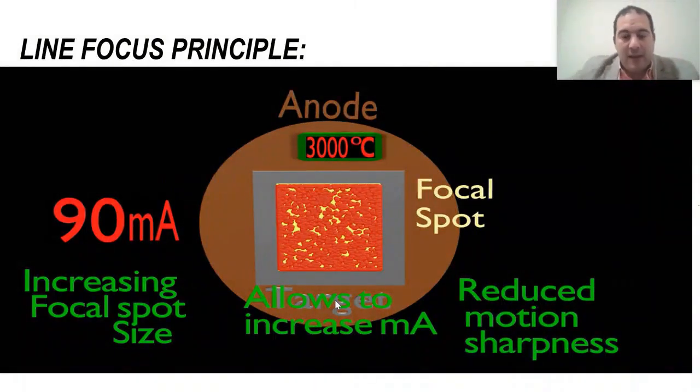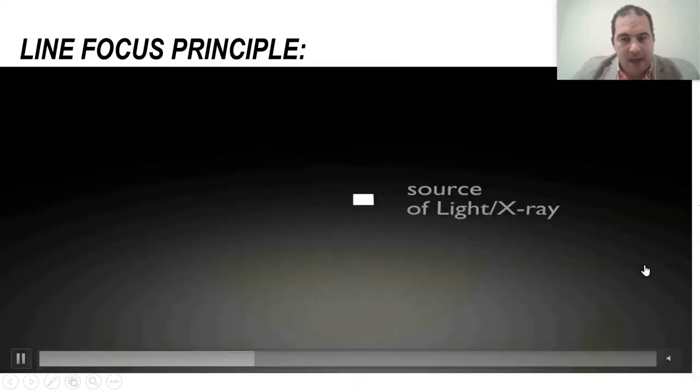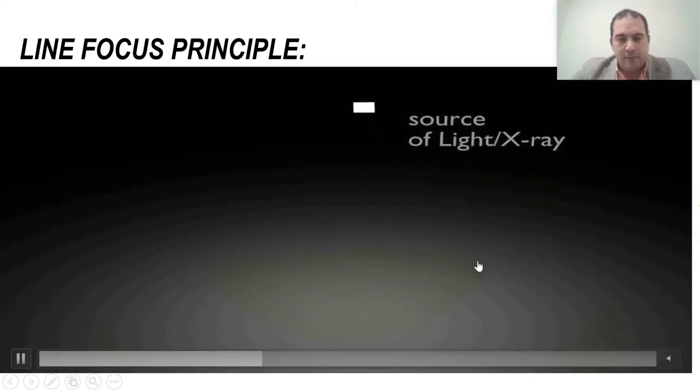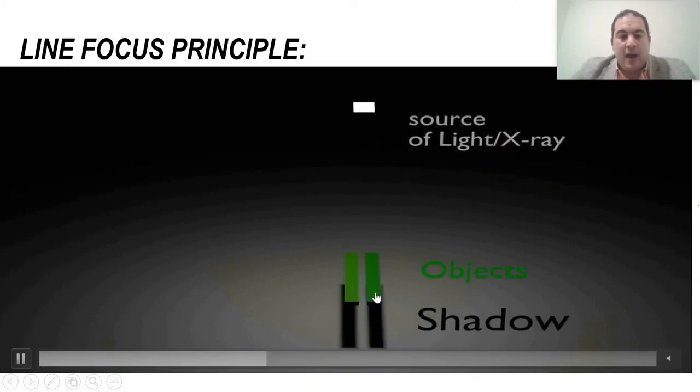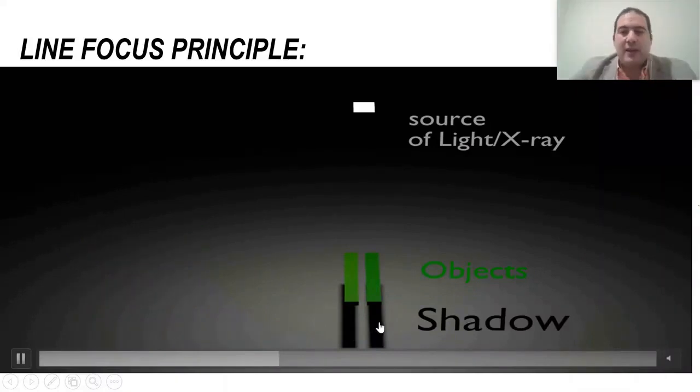Let's look here. As I told you, I have a source of X-ray and there are two objects here that seem to have a shadow exactly. Well, if you could see them, there was a very different quality you could observe. You could distinguish between them.